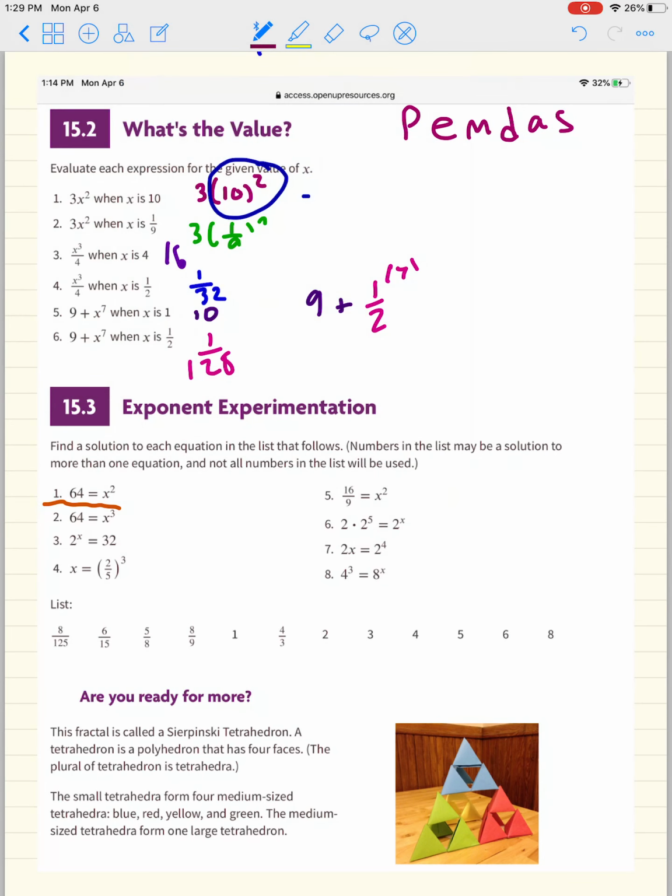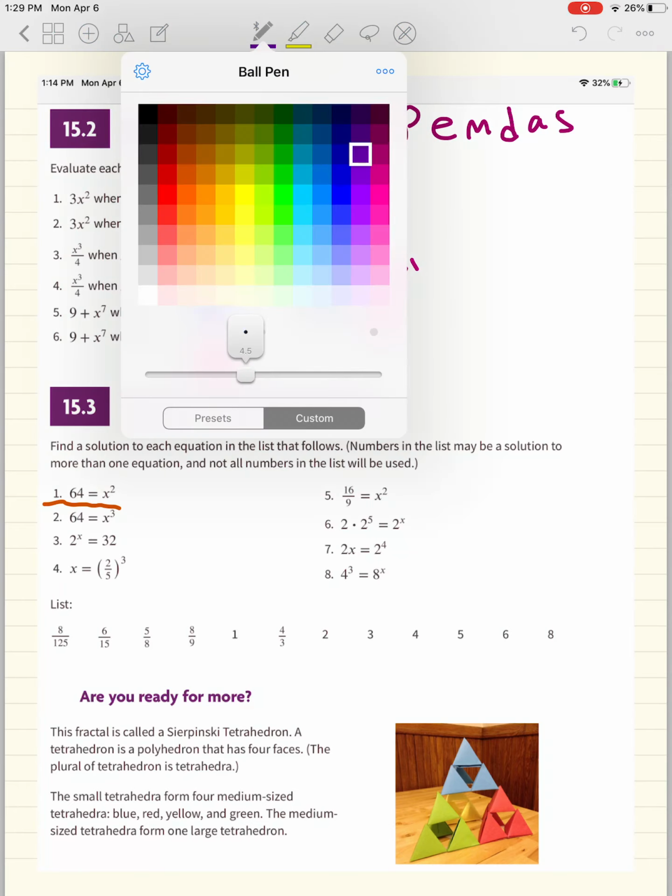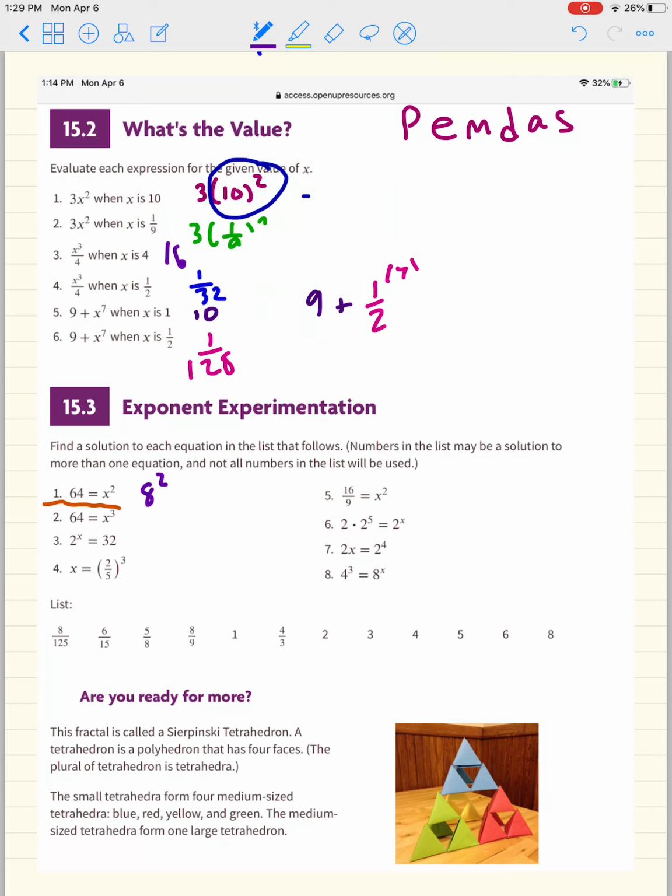Let's try 6. 6 squared is 6 times 6, which is 36. So that also doesn't work. Let's go ahead and try 8. 8 squared, or 8 times 8, is equal to 64. So this, number 1, is going to be 8. X equals 8. Okay. I'm going to cross this out because we already got that one. Let's try the next one.